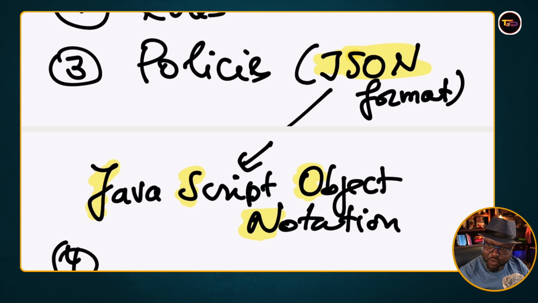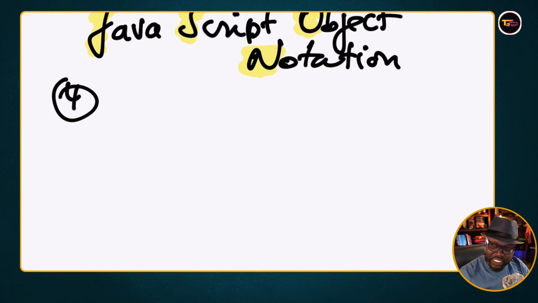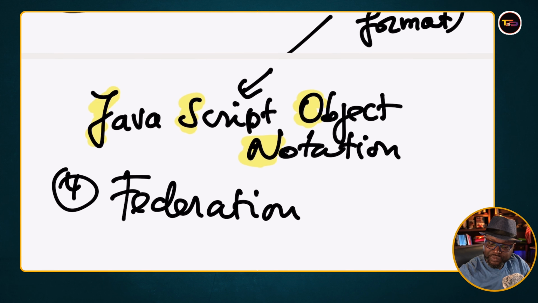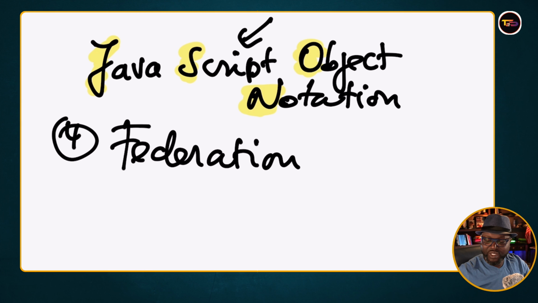Then you have number 4, federation. When you talk about federation, you're looking at a way that can allow users from outside AWS, like corporate users or users from another AWS account, to access AWS resources using IAM roles. So you're gonna use IAM roles to set up some of these federation users.